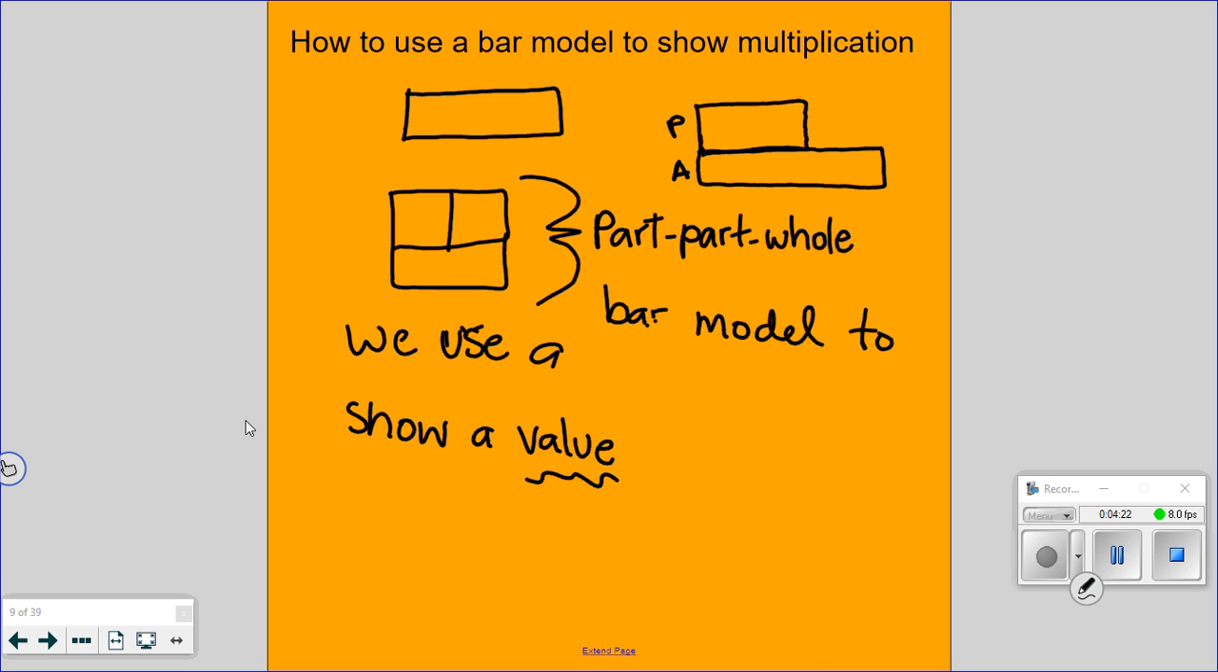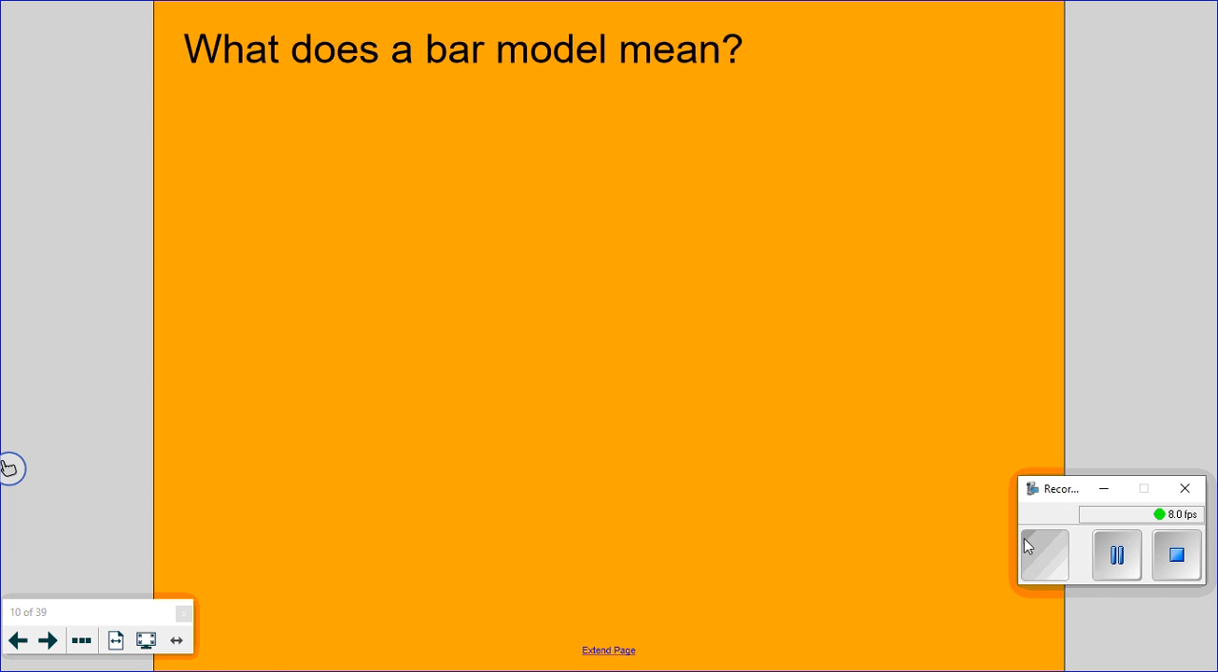In this model, these two bars are the same length. This one is the same length as this one. That tells me that they're the same value because they're the same length. Does that make a little bit of sense? So far, so good? All right, I will pause so that you can copy that down.